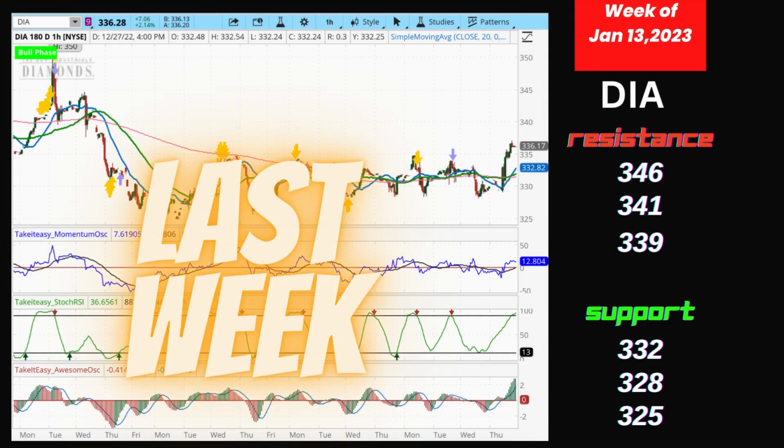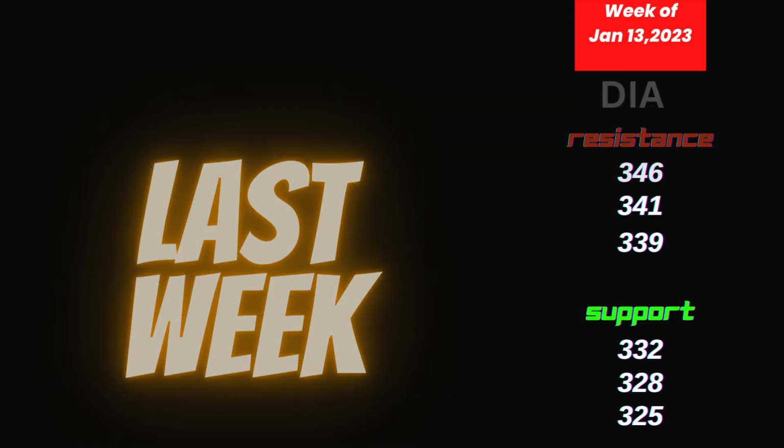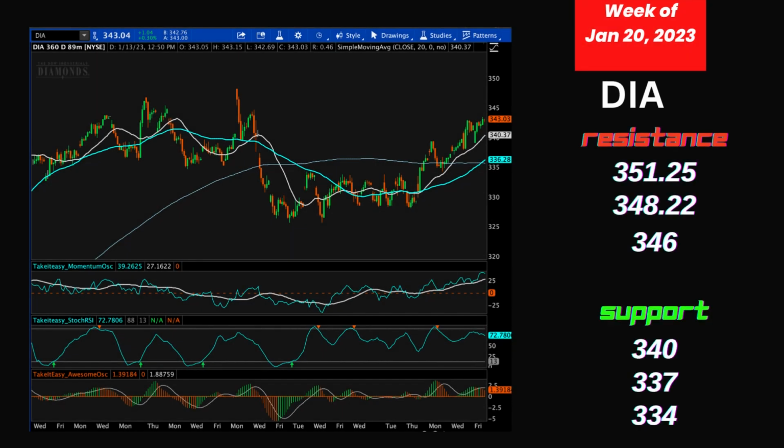This is DIA's chart and levels from the last week. DIA is currently trading around $343. For the coming week, the first resistance is at $346, second resistance is at $348. The weekly resistance is at $351. Support or demand for DIA would be first at $340. The next area of support will be $337, and weekly support will be at $334.